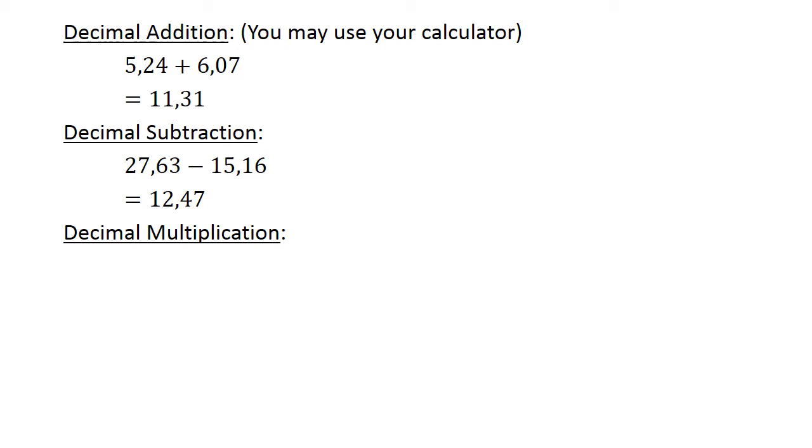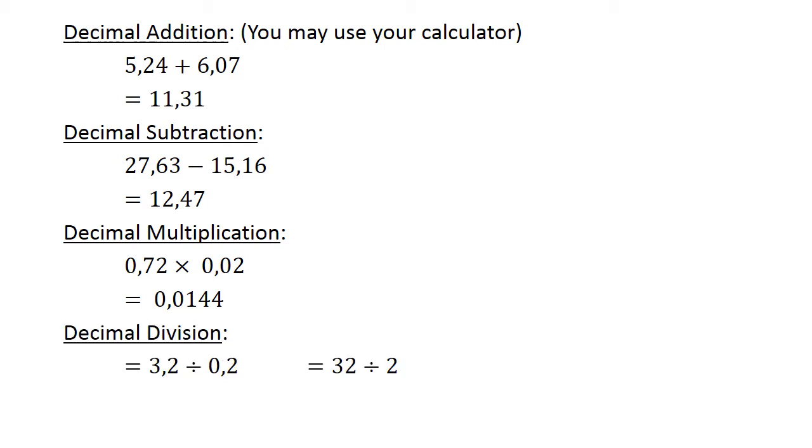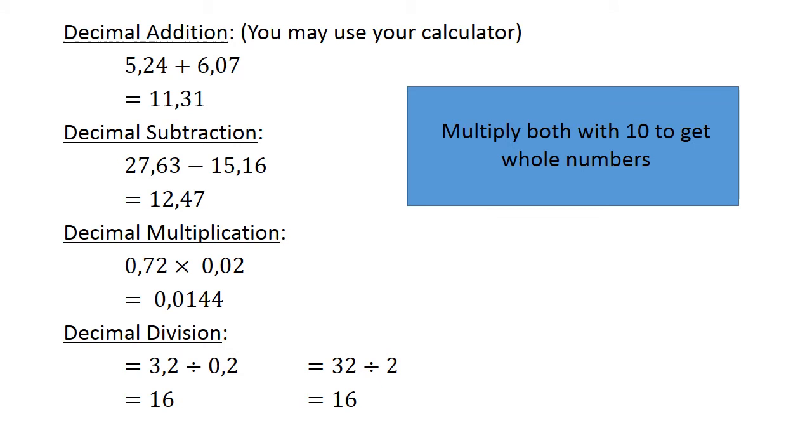Decimal multiplication. 0.72 times 0.02 equals 0.0144. And decimal division. 3.2 divided by 0.2 equals 16. We multiply both with 10 to get whole numbers. 32 divided by 2 equals 16.